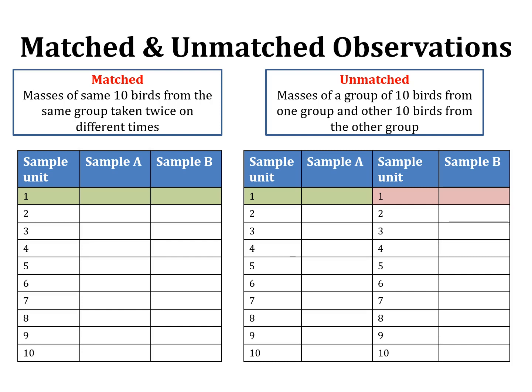And then in the unmatched observations, again we have 20 different observations. But these 20 observations are taken from two different populations, right? So in sample A, we have 10 birds, and in sample B, we have another 10 birds. So this is the difference between matched and unmatched observations.